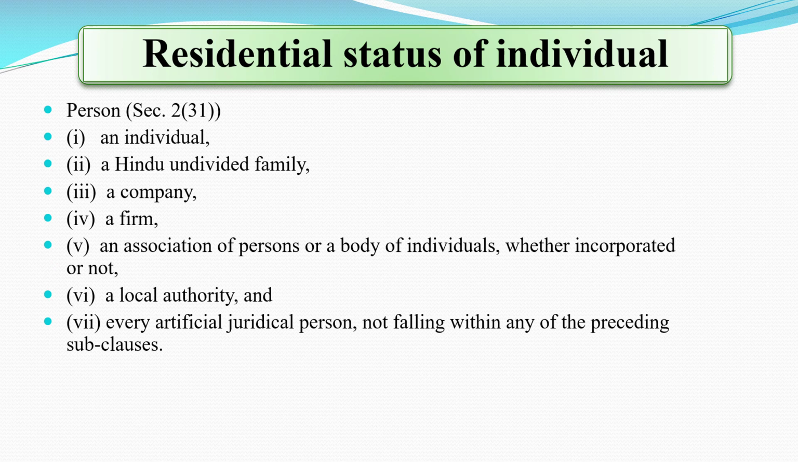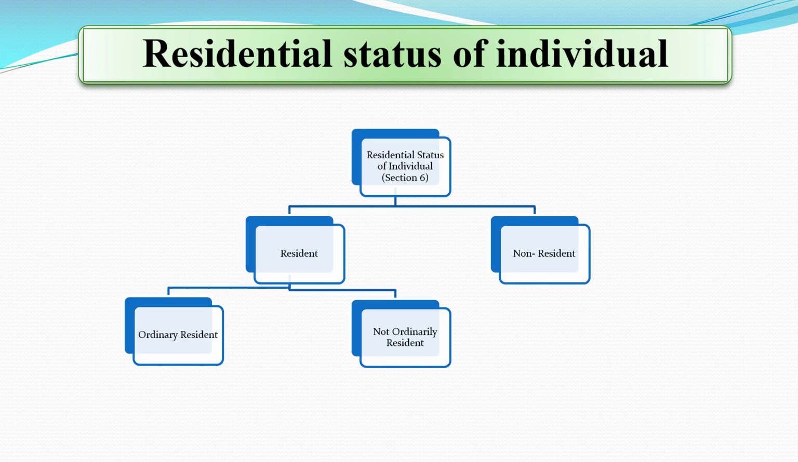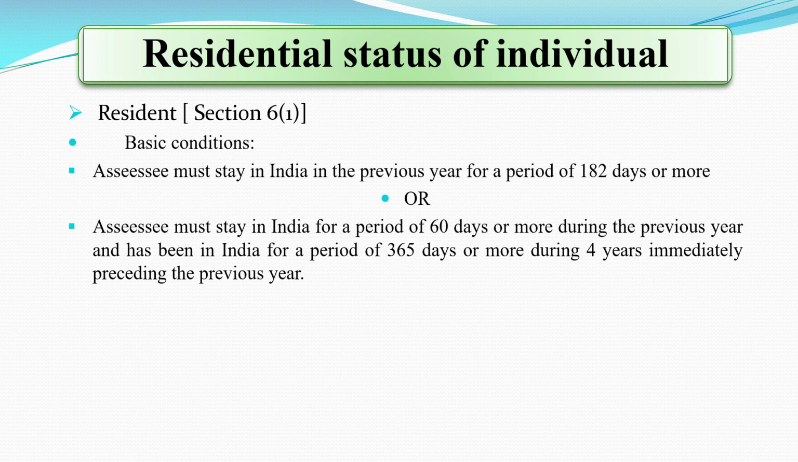Now we will discuss how we can determine the residential status of an individual. Under the definition of a person, which we have already read, the first part is the individual. To determine the residential status of an individual, there are some conditions. The residential status of the individual depends upon the stay of the person in the previous year.